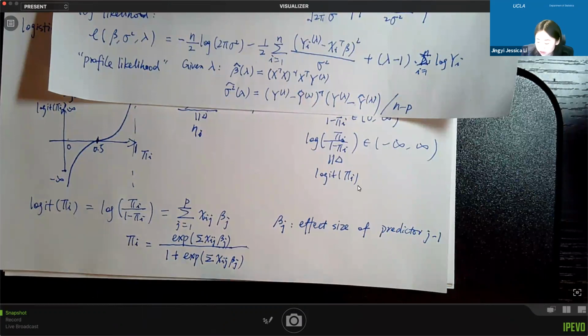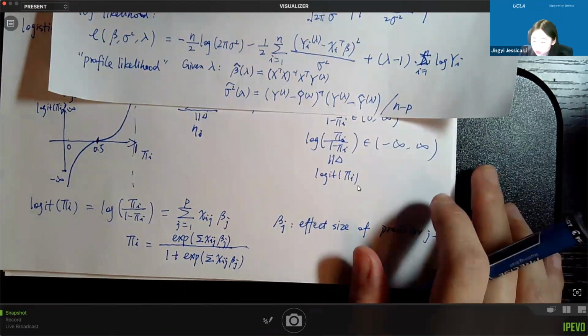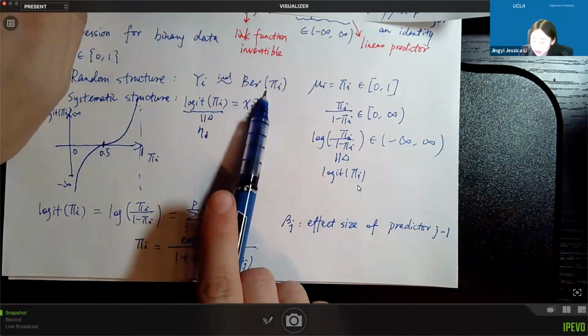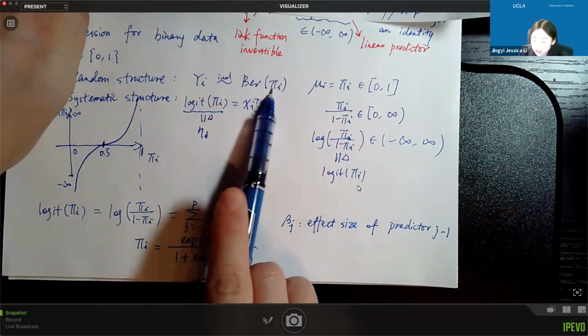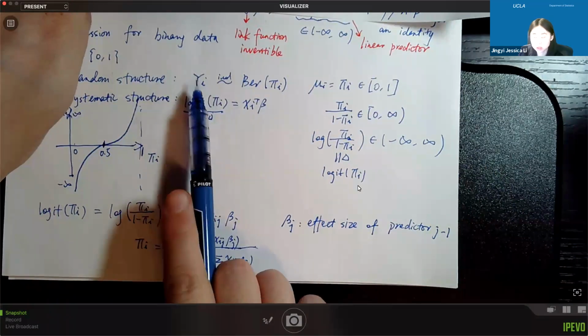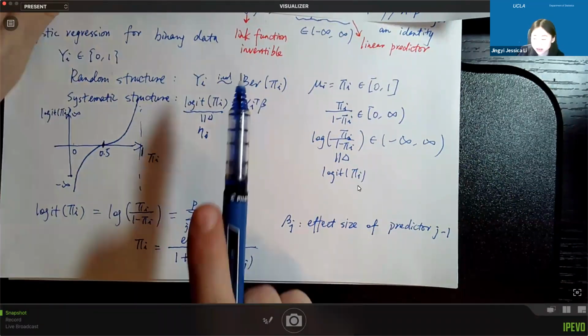So in other words, the effect size of predictor j minus 1 is through this indirect way, it's affecting the probability using this function, and then the probability will determine how likely yi takes value 1 instead of value 0. But please be aware that we have randomness encoded in Bernoulli. That is, as long as pi i is not equal to 1, there's always a chance for yi to take value 0. So that's the randomness.